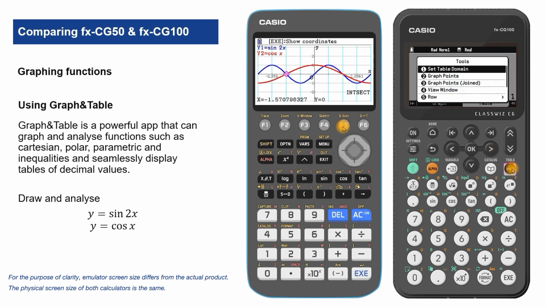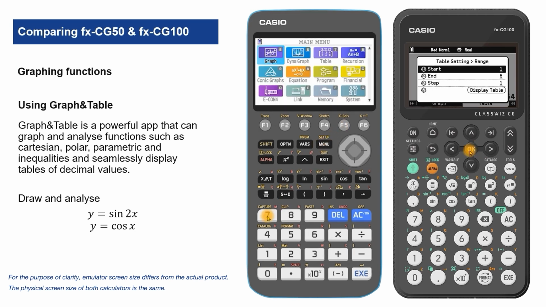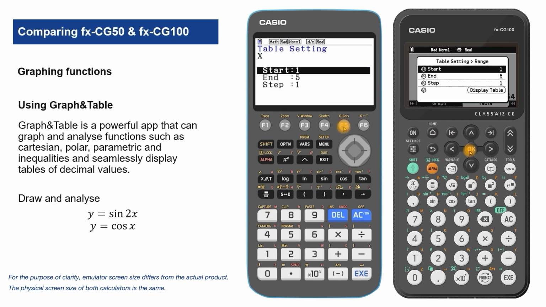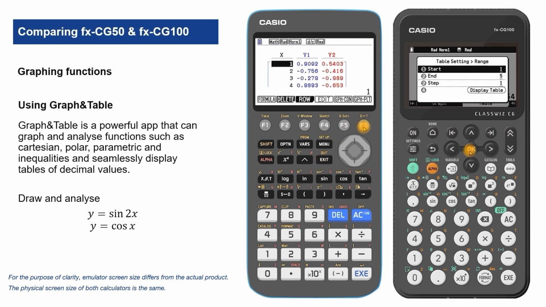Use Tools to edit the table or change the domain and interval. Compare this to the fx-CG50, where the functions are carried over from Graph. Set can be used to change the domain and interval. Then Exit allows Table to populate the decimal values. Notice that both tables are truncated.